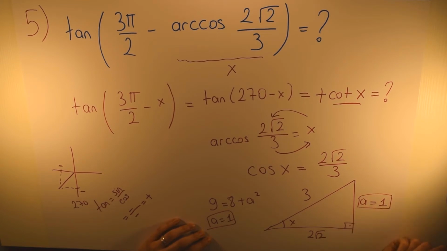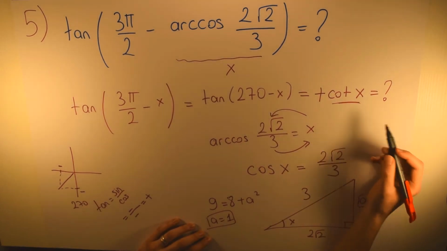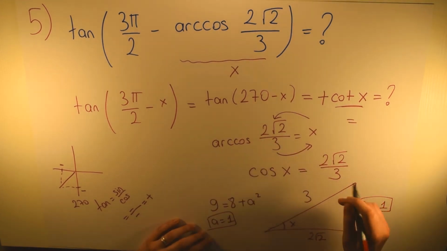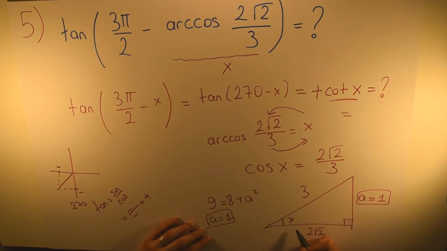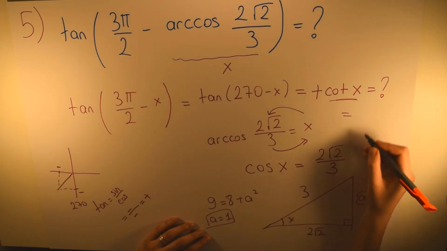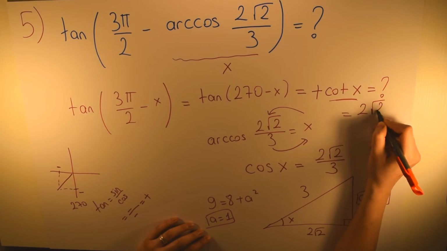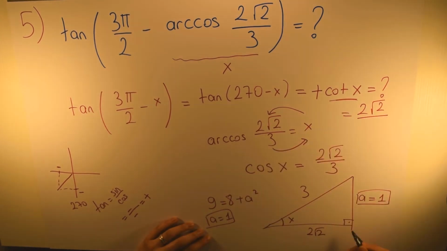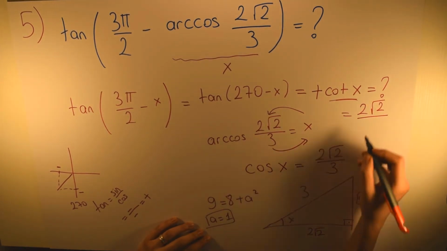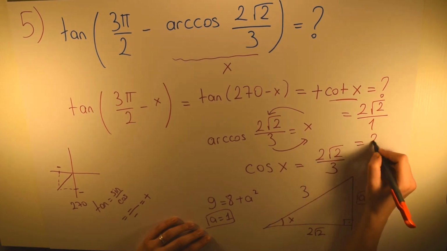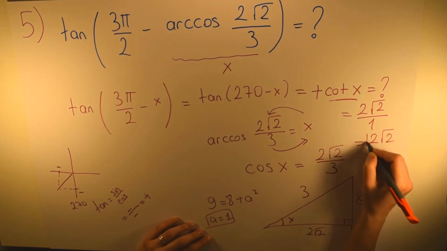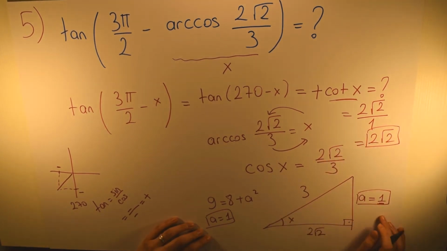So now we can find the value of cotangent x, which will be equal to the adjacent side, which is here equal to 2 square root of 2, over the opposite side, 1, which is equal to 2 square root of 2. So this is the answer for our fifth question.